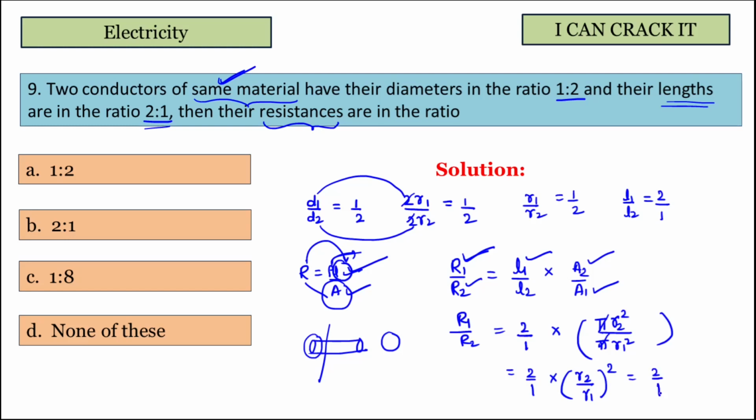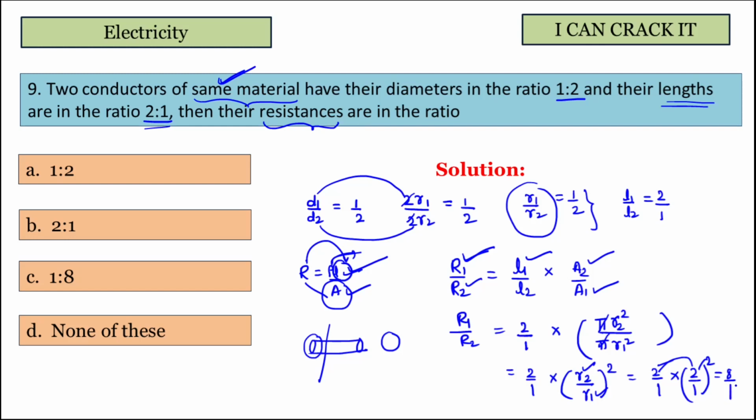Now this 2 by 1 stays as it is. Here you have R2 by R1, but we know R1 by R2 is 1 is to 2. So if you reverse the ratio, it becomes 2 is to 1, raised to the square. Now what do you get? 2 into 2 square, which is 4. 4 twos are 8. So 8 by 1.